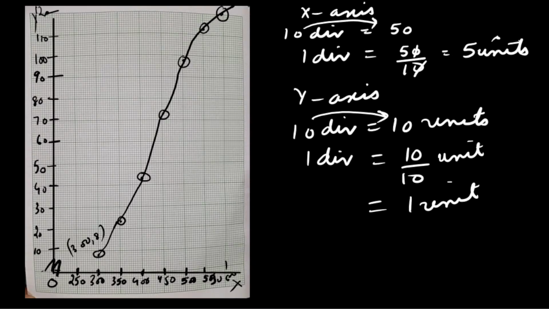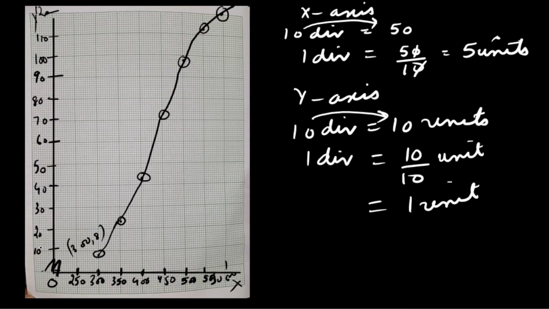So you can see I have joined all the points and made one curve. This curve is known as frequency polygon. So now our curve is ready. Now the main thing is, we have to find the value of median.